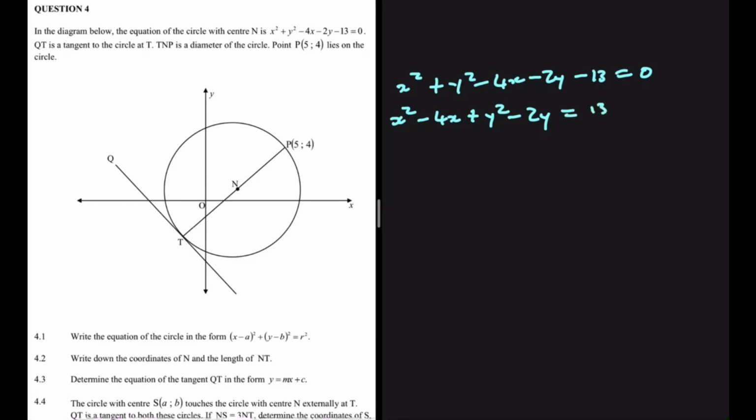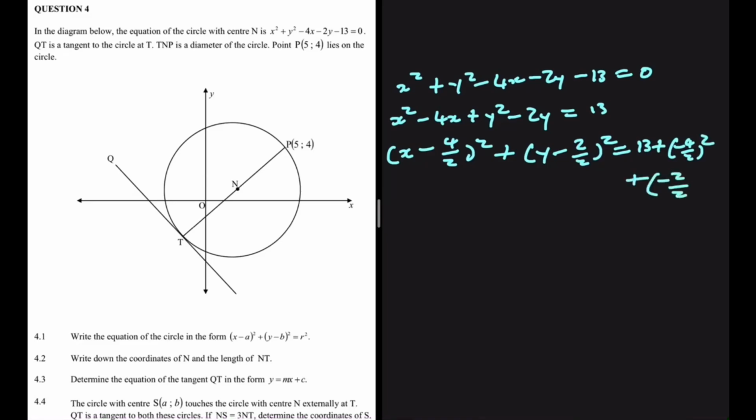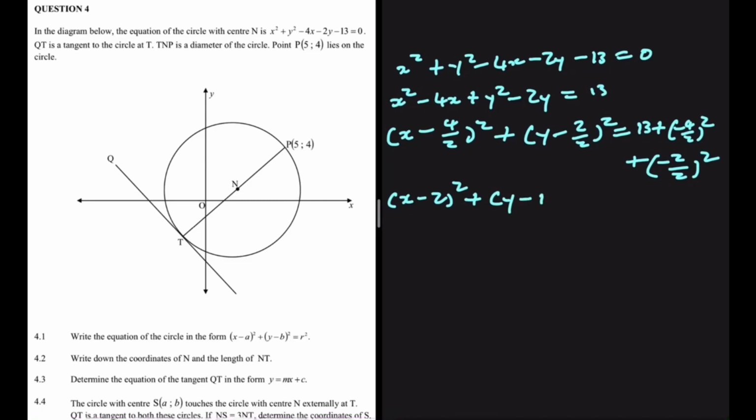The next step you probably want to take is to complete the square. What do we mean by that? So we have x minus 4 divided by 2 squared plus y minus 2 divided by 2 squared being equal to 13 plus minus 4 divided by 2 squared plus minus 2 divided by 2 squared. There we go. So we're going to have x minus 2 squared plus y minus 1 squared being equal to 18. So that is the equation of the circle.